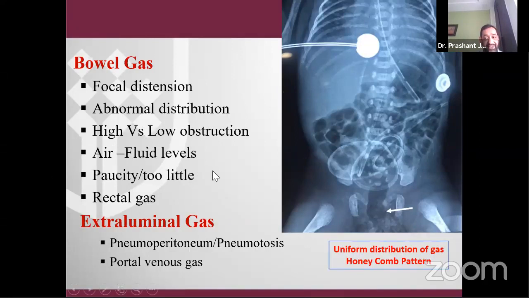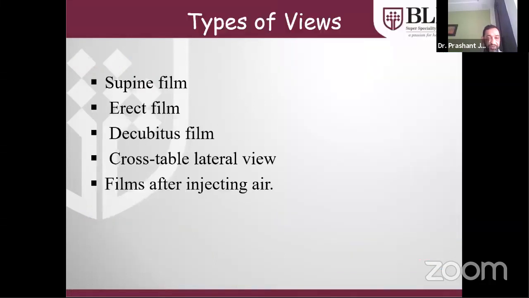Paucity or too little gas is suggestive of some sort of acute or subacute obstruction. And also very important, as I mentioned, is the presence of rectal gas in the X-ray. Now, all this I'm talking about is the intraluminal gas, but sometimes you can see extraluminal gas, which can be present in patients with intestinal perforation, what we call a pneumoperitoneum. Also in patients with pneumatosis intestinalis, you can see intramural gas, which sometimes can be difficult to diagnose, but these are the cases where you can see the extraluminal gas pattern.